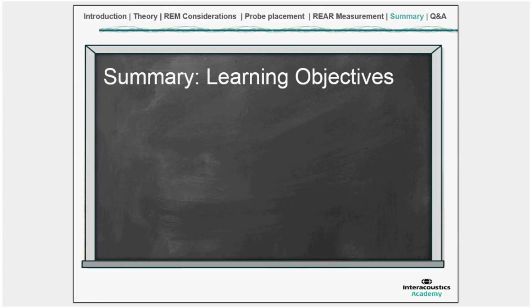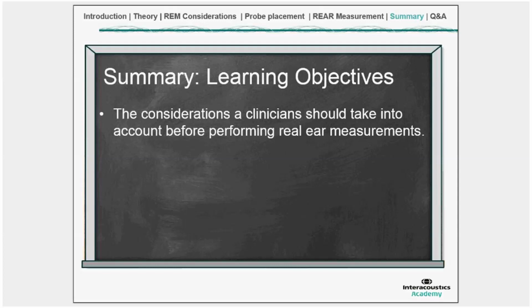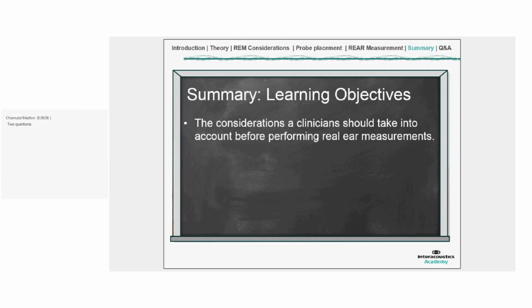So that takes us to the end of our clinical journey, and let's just recap on the learning outcomes which I mentioned at the beginning. What I wanted to do was firstly make you aware of the considerations a clinician should take into account before performing the real ear measurements. And of course we need to do otoscopy, we need to make sure that the correct prescription is chosen, we need to make sure that the probe tube is calibrated, and the stimulus has been taken into account. All these should only take a couple of minutes to perform.